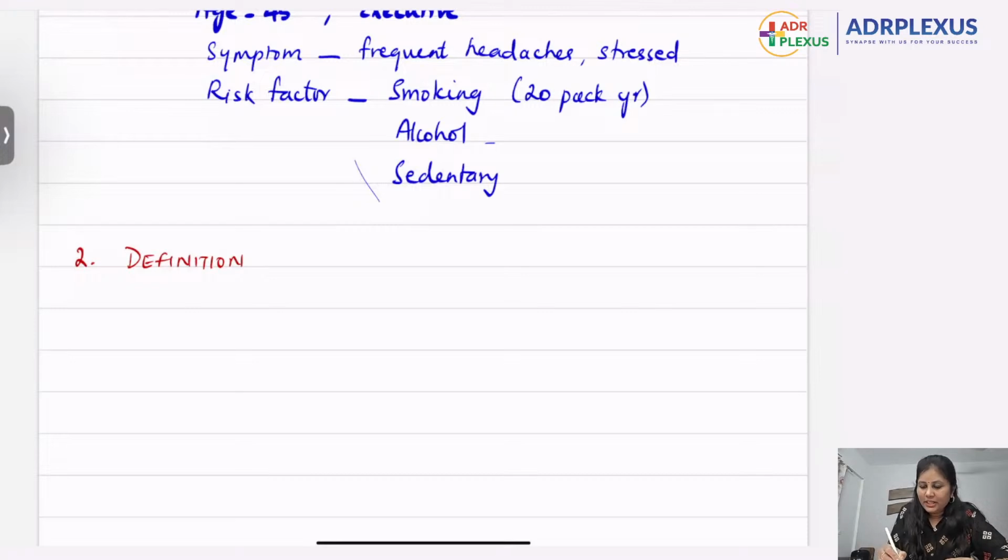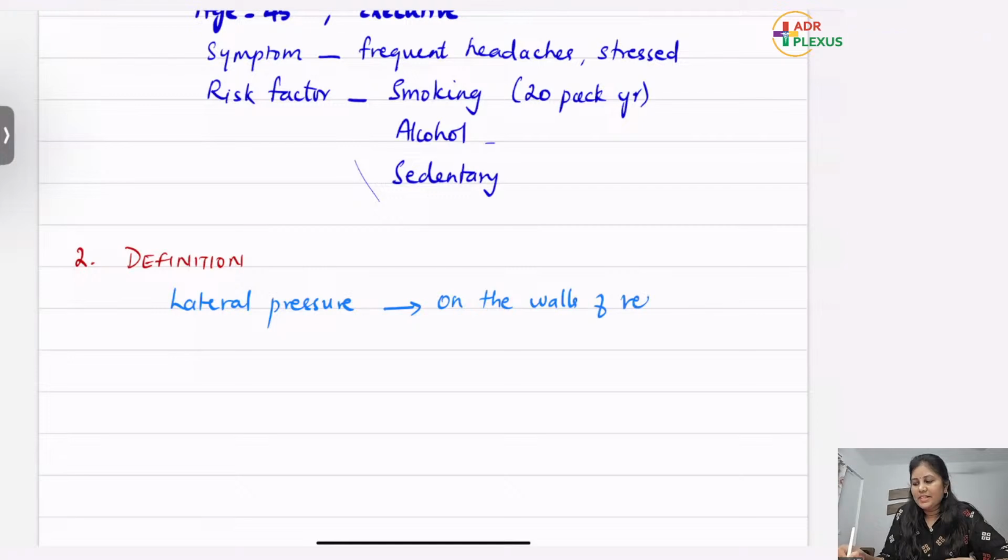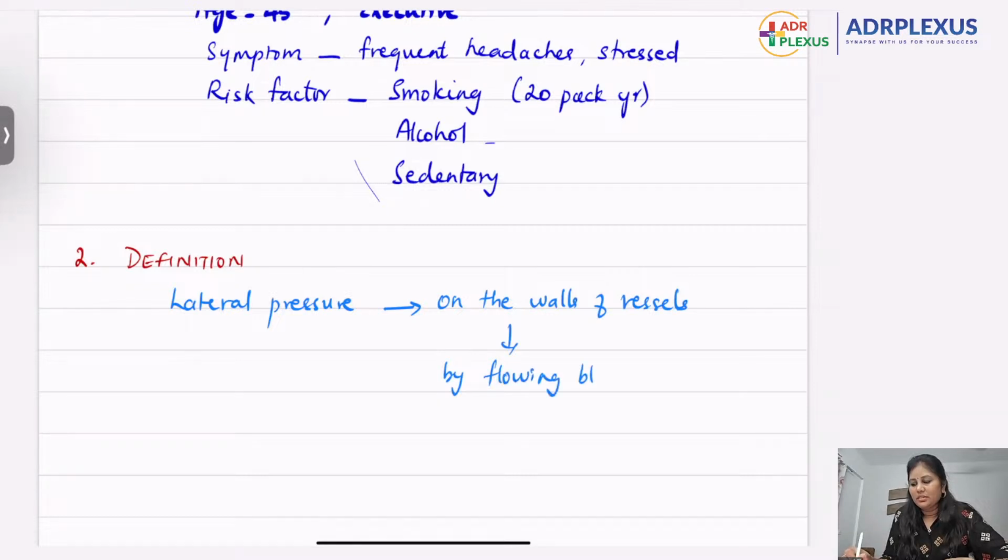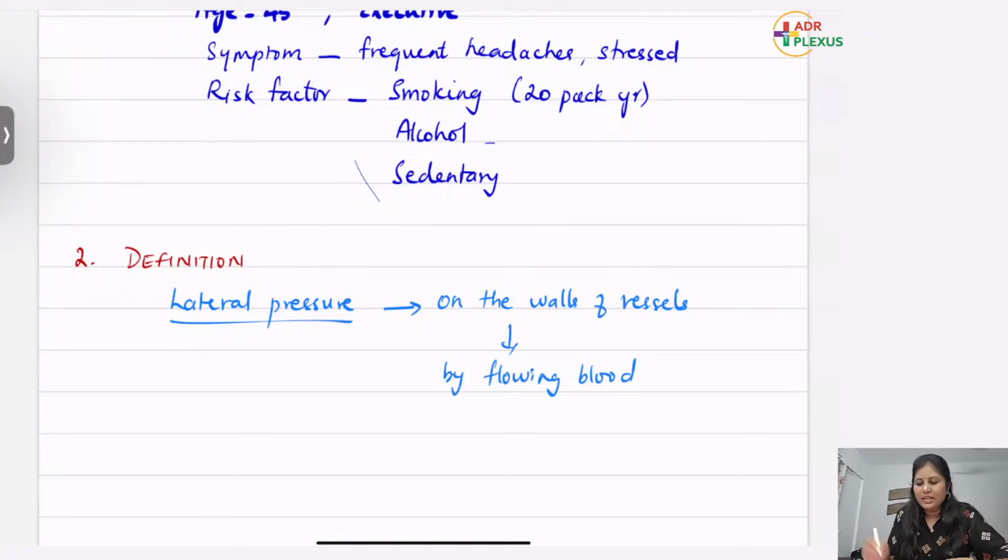Definition: it is the lateral pressure exerted on the walls of vessels, arteries, by flowing blood. So the key word here is the lateral pressure.